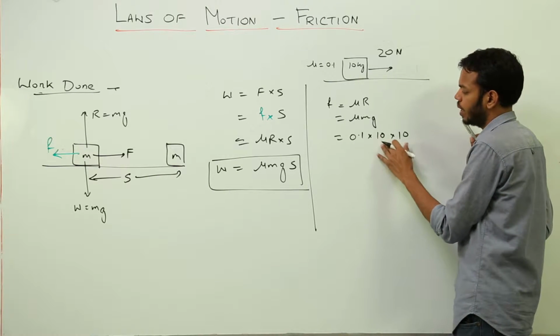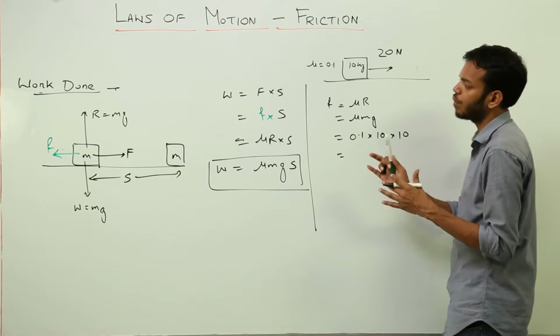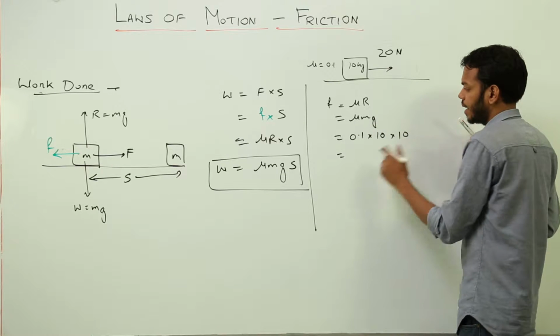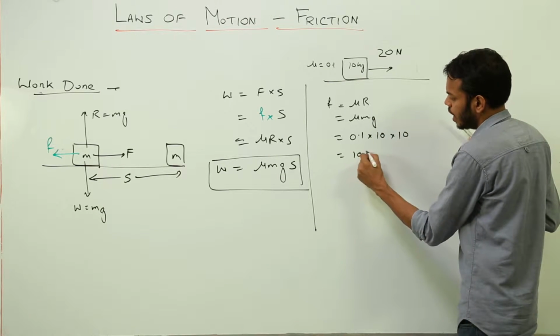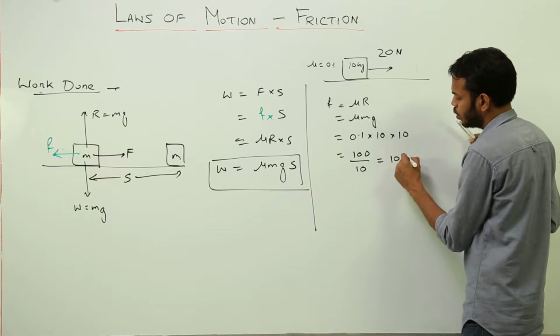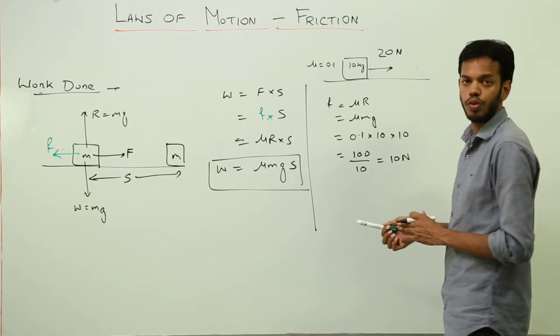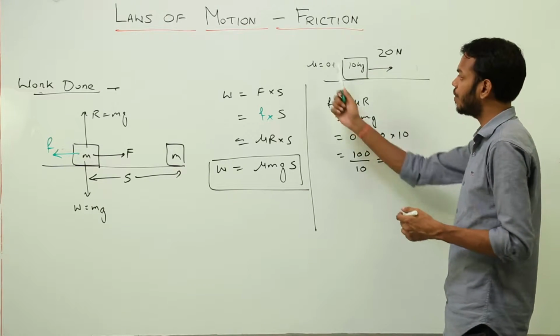It should be 9.8, but right now, just to give you the idea of what I'm going to explain, I'm taking it as 10, just for numerical ease. So this comes out to be 100 upon 10, which is 10 newtons. So the frictional force is 10 newtons and the applied force is 20 newtons, right? So the applied force is much greater than the frictional force.